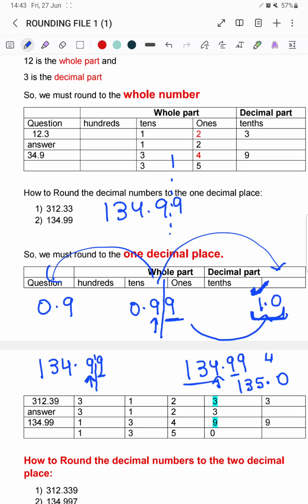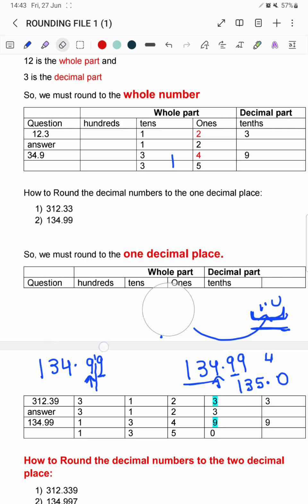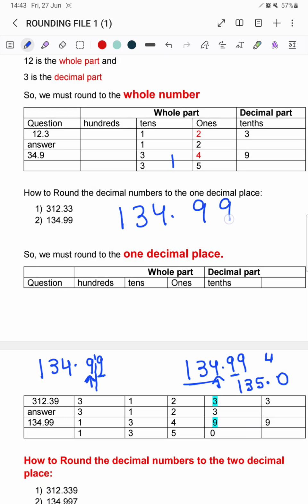So there are two ways to do these questions. Either you can write, okay, it lies between 0.9 and 1.0, and you can follow the same rule. Or whenever you have to do the rounding, you can write, okay, we have 134.99. We have to write the answer up to this 9. So this number is 9. So we always raise this 9 by 1.